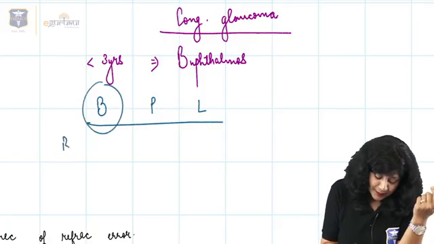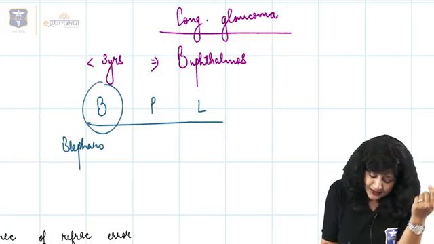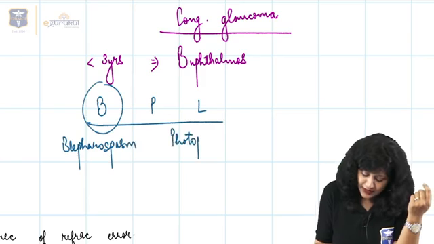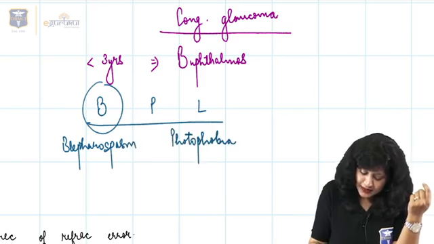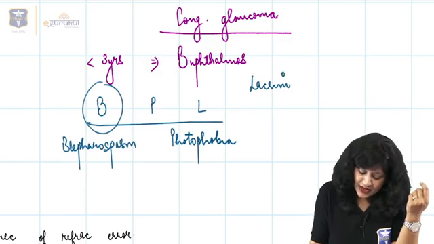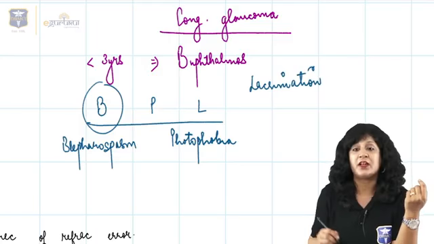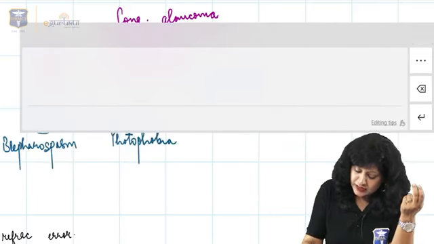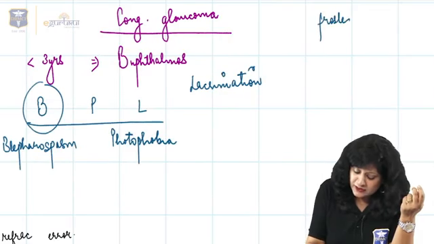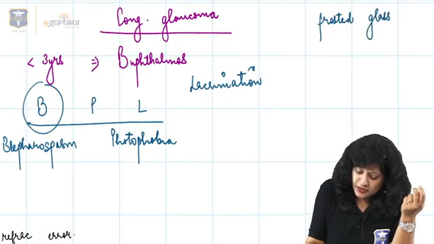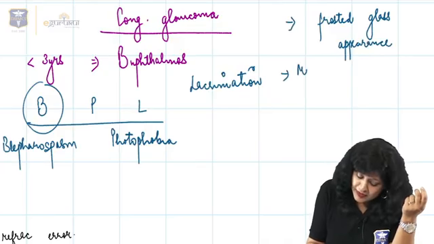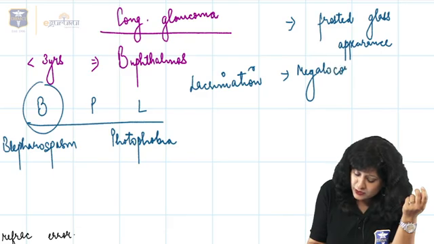So, this baby should have come up with the blepharospasm, that is the lid spasm, there should be photophobia, right? And then there should be the lacrimation. This is the typical triad that we are going to get in the patients of congenital glaucoma, right? This is your classical triad. Along with this, we should have the frosted glass appearance, in which I will have the haziness in the cornea. Then I should have the megalocornea, increased size of the cornea.